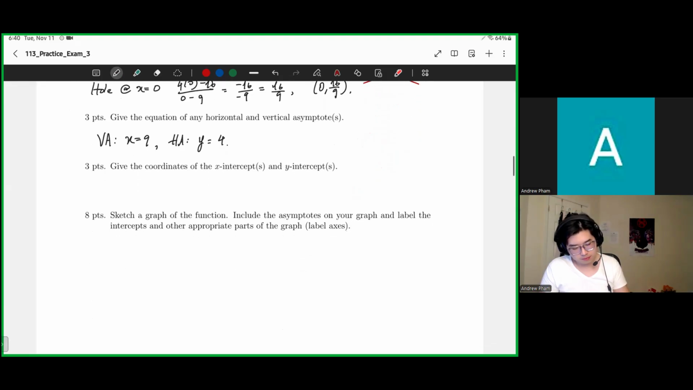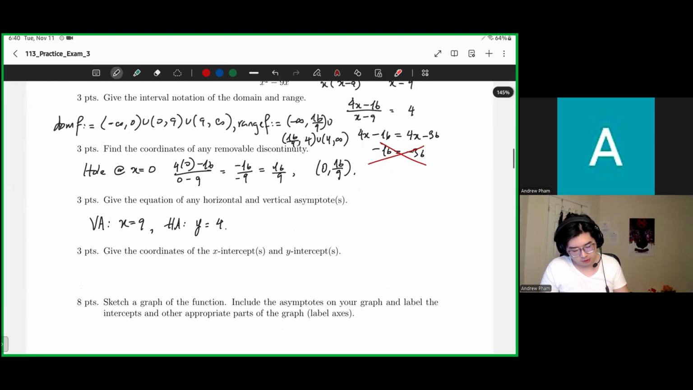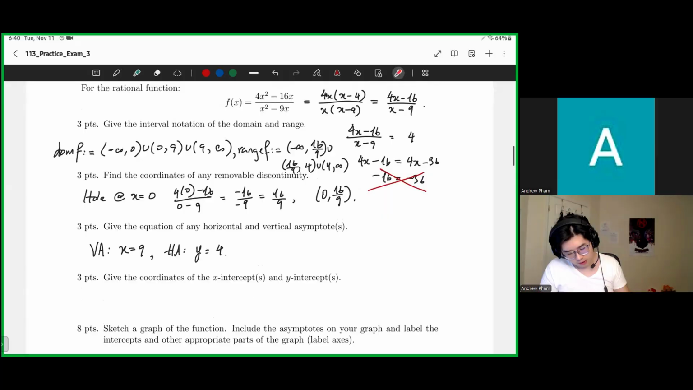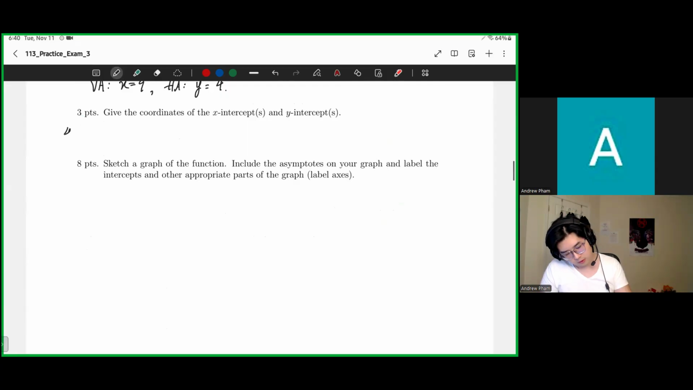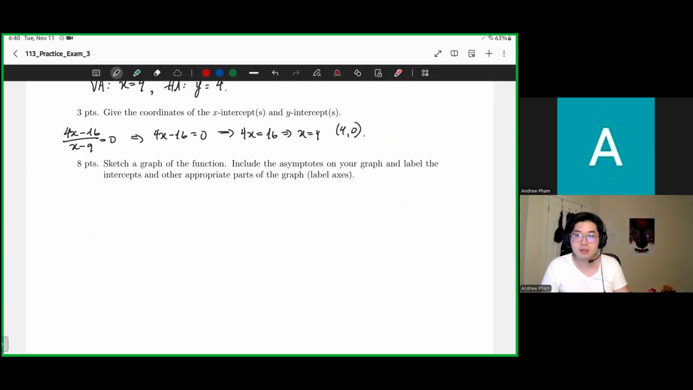The fourth question, you want to find the x-intercepts and the y-intercepts. To find the x-intercepts, you set the factored form equal to 0 and solve. So 4x minus 16 over x minus 9 is equal to 0, which implies that 4x minus 16 is equal to 0, so 4x is equal to 16, so x is equal to 4. 4, 0 is my x-intercept.